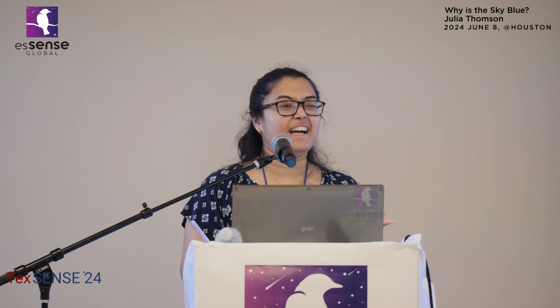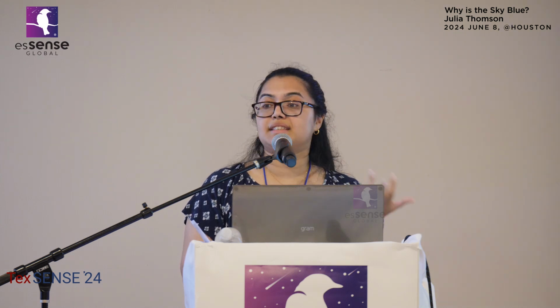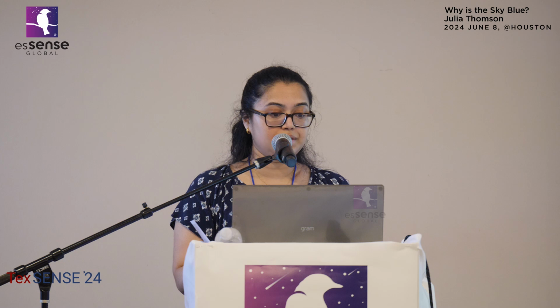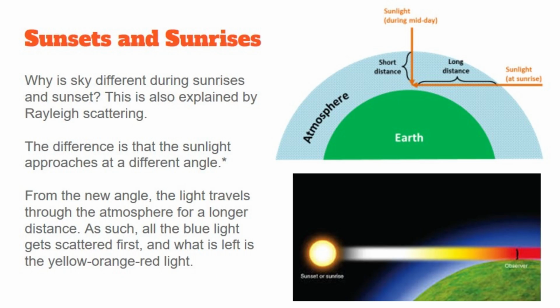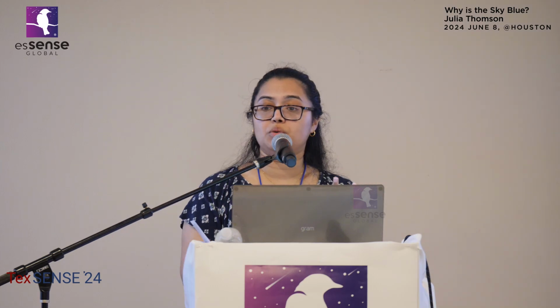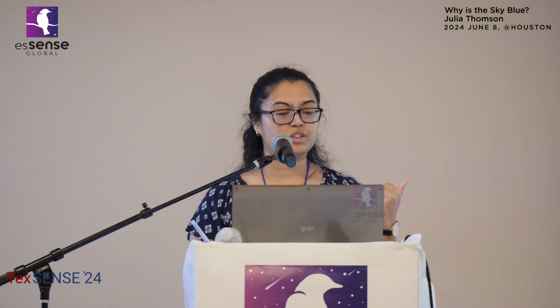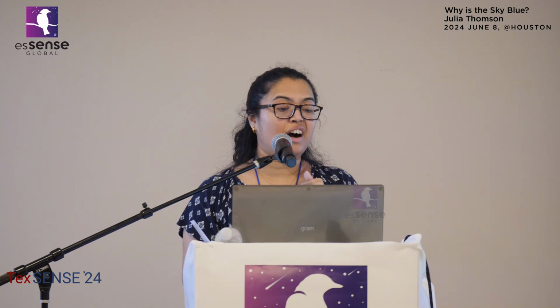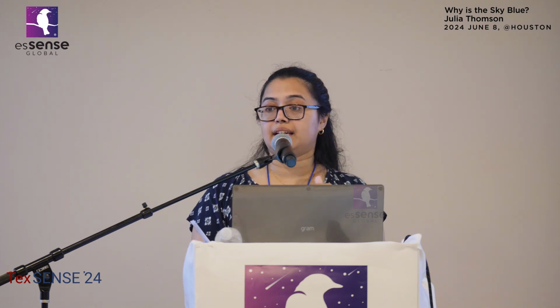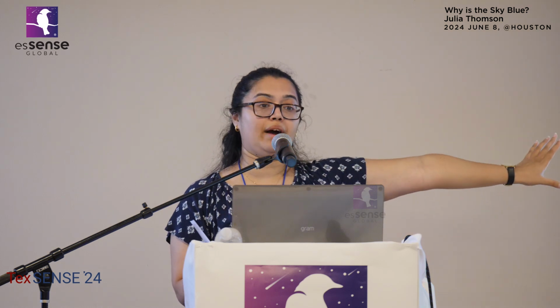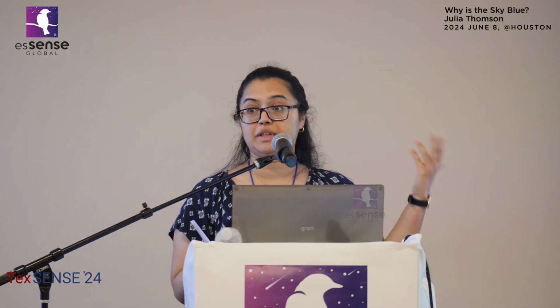Now you may ask, well, the sky isn't always blue. One of the biggest examples is sunsets and sunrises. Why is the sky different during sunsets and sunrises? This is also explained by Rayleigh scattering. The difference is that the sunlight approaches at a different angle. Most of the time during the day, when the sky is blue, the sun is above us. So kind of in this area. But as the observer, if I'm the observer, during sunsets and sunrises, the sun is to our side, so 90 degrees or 180 degrees from the observer.